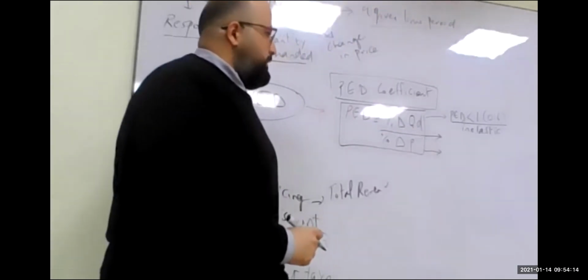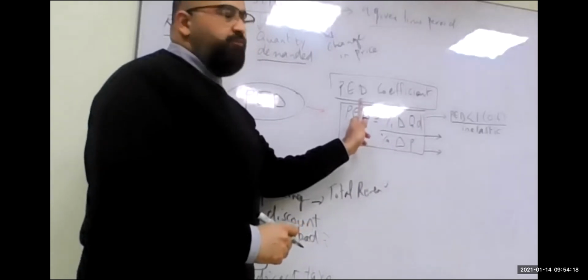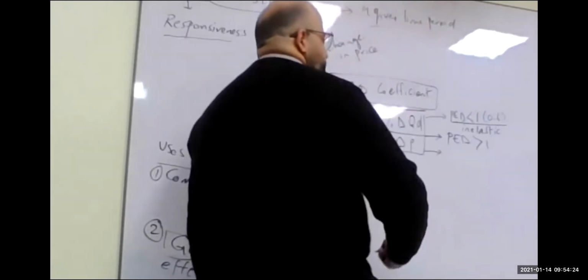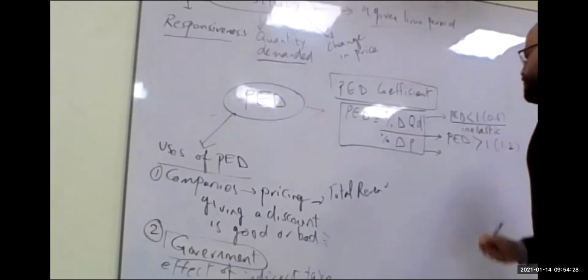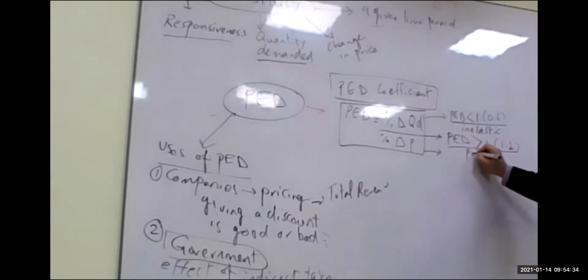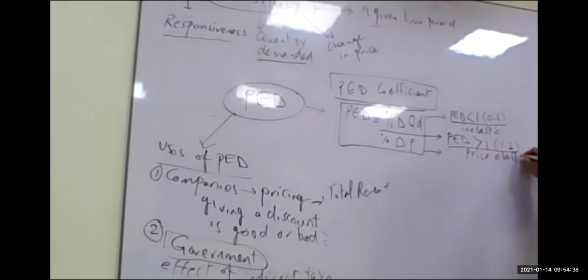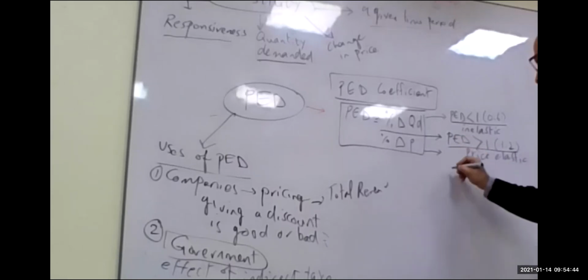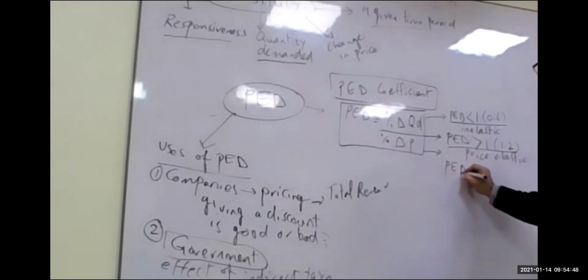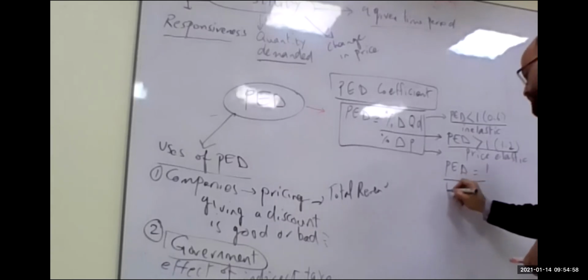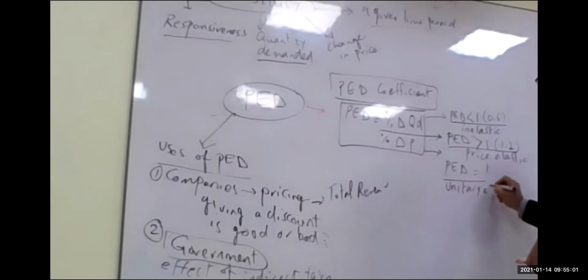What about the second possibility? If the PED that we calculated using this formula is more than 1, let's say 1.2 or 2 or 3, then the demand is said to be price elastic. Right? The third possibility for the value of the PED coefficient is that PED equals 1. In this case, the demand is said to be unitary elastic.